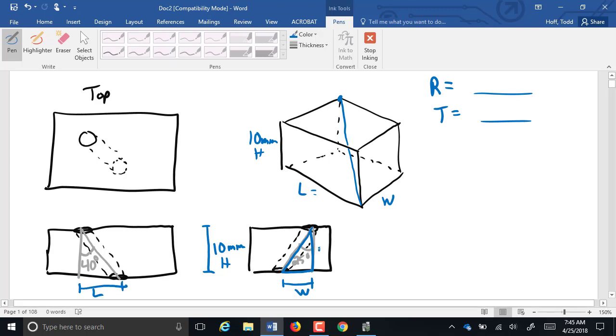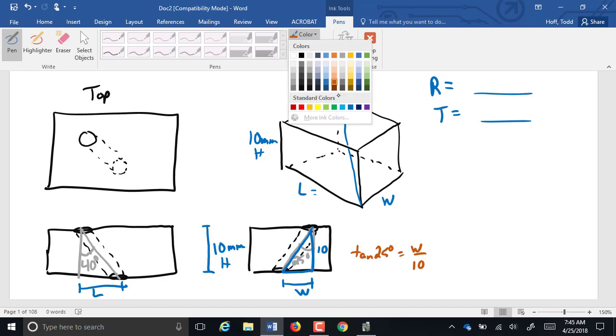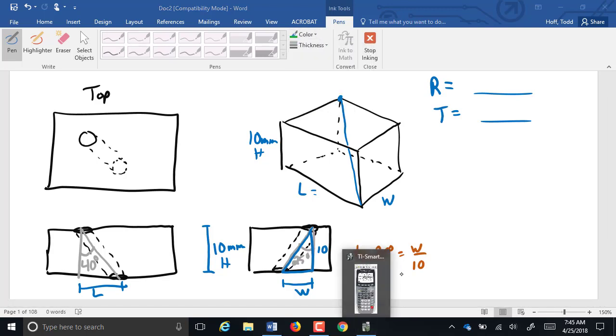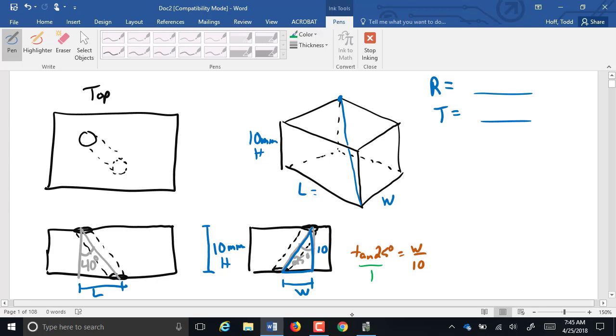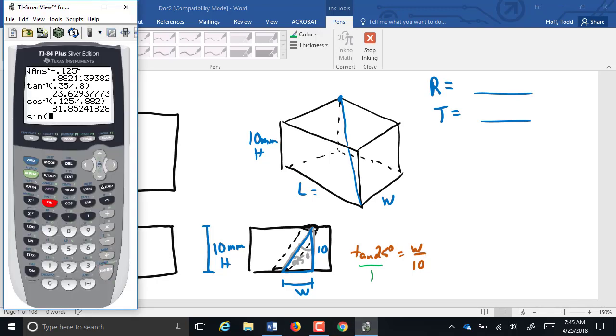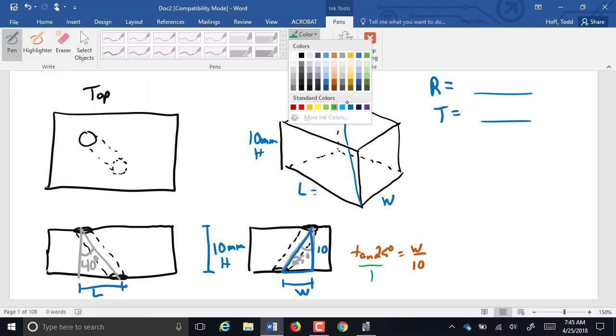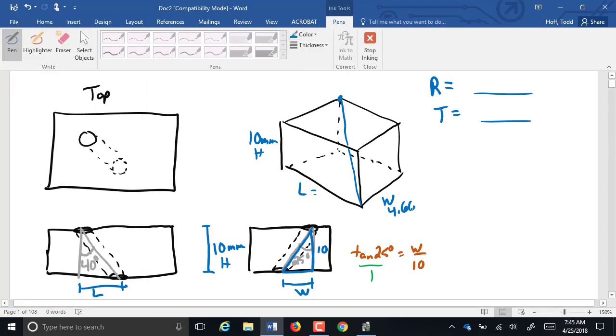So this width here, if this is 10 millimeters, how do I find that width? Well, the tangent of 25 degrees equals W over that 10, right? I do that and I cross multiply and divide. Tangent of 25 times 10 is 4.663. So that width is 4.663.